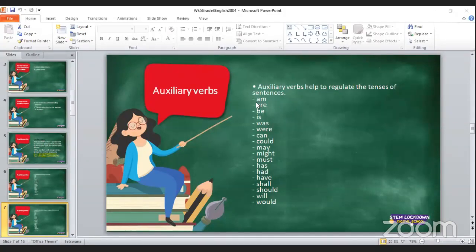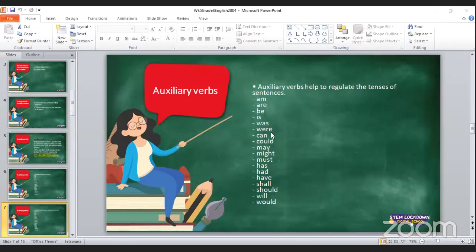Let's take am as an example. We say I am watching TV. You realize that am really shows you the tense of that sentence. So am usually shows us that the sentence where am is used is in the present tense, right? The same with are: you are watching TV. It shows that the action is in the present tense, and so on and so forth.